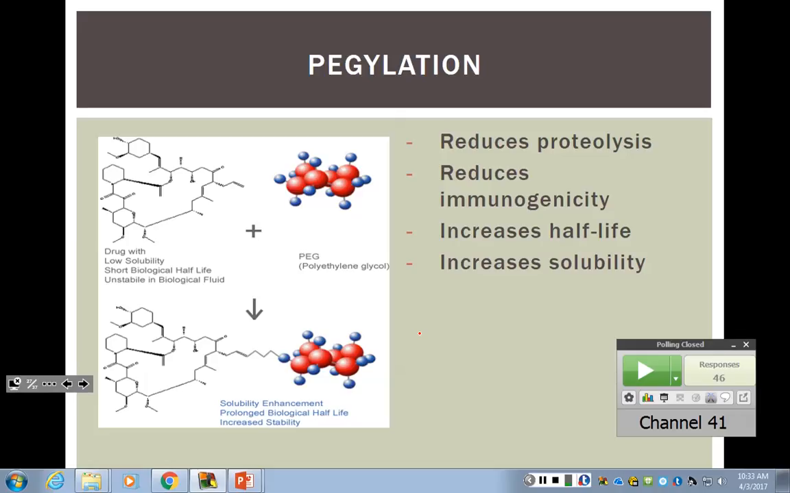Yes. So with the increase in solubility, is that because the PEG has the ability to do hydrogen bonding? Yes, right? If you go back a couple of slides and look at the chemical description of polyethylene glycol, there are H-bond acceptors and donors.